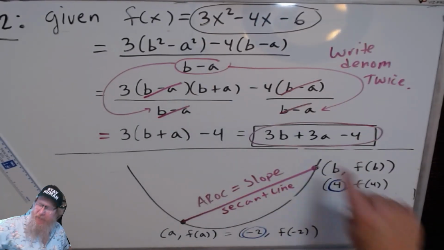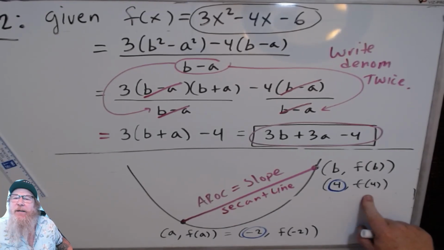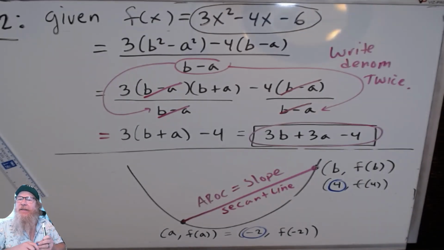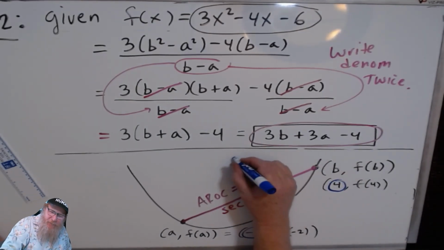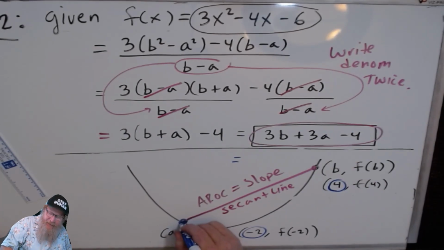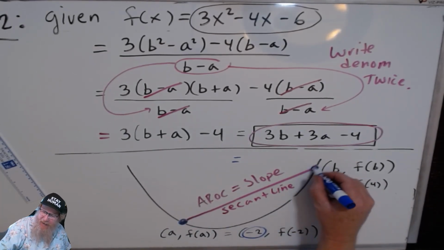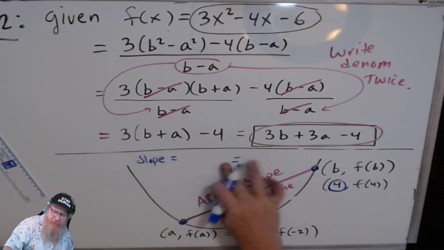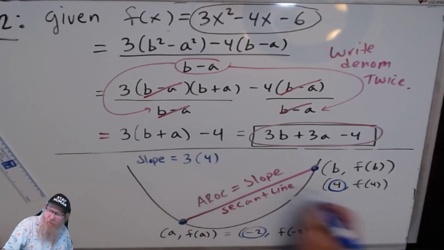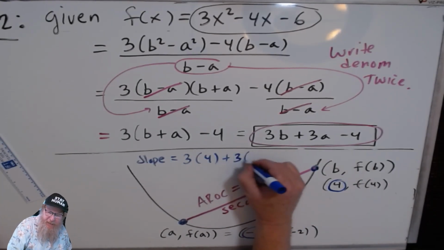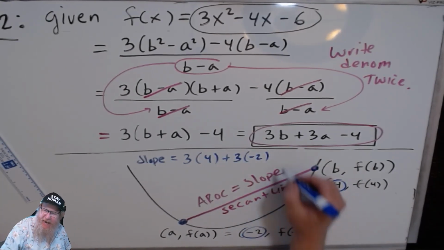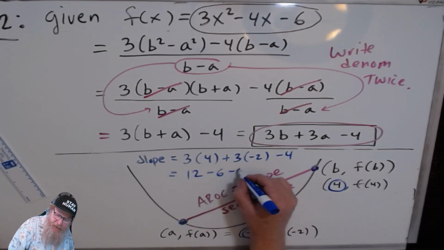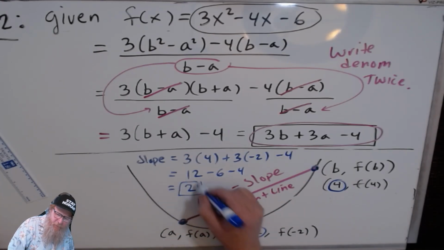So for this particular example, these Y values, I don't want to say they don't matter, but they've already been resolved in the equation. And so what this tells me is that if this is negative 2 and this is 4, then my slope is 3 times 4, because that's B, plus 3 times negative 2, because that's A, and then minus 4. So 12 minus 6 minus 4, so the slope was 2.